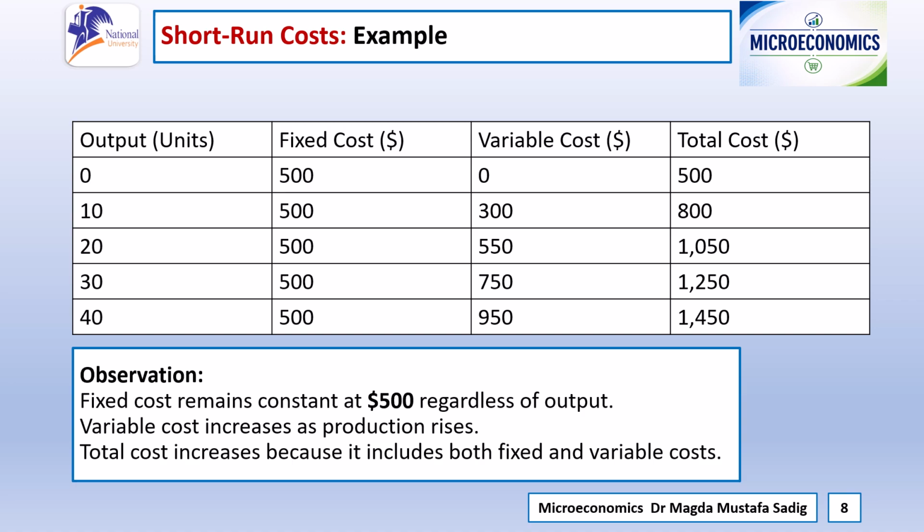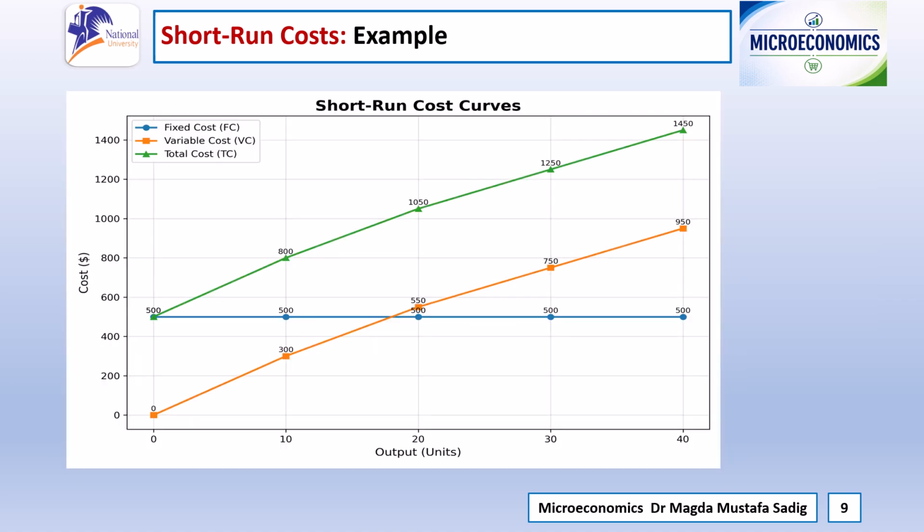This table clearly illustrates the difference between fixed and variable cost. Students should always check which costs remain constant, which costs change with the level of output. That distinction is the key to understanding short-run production cost.